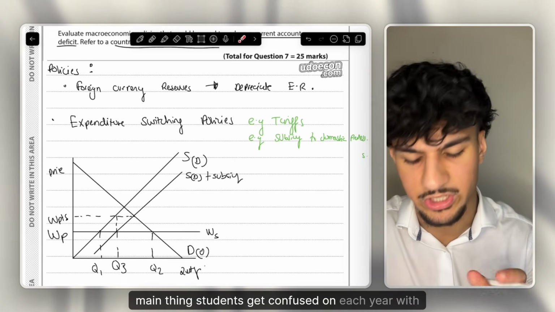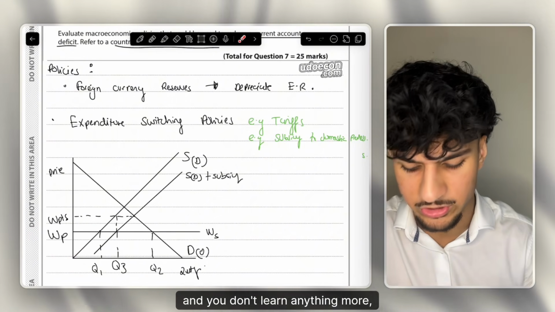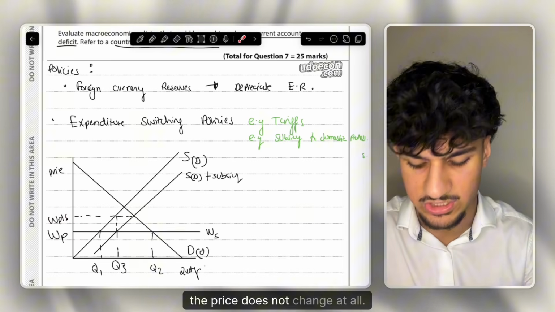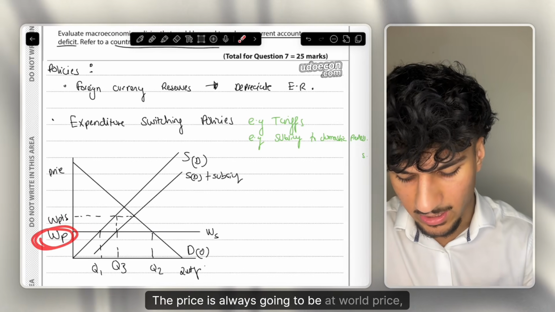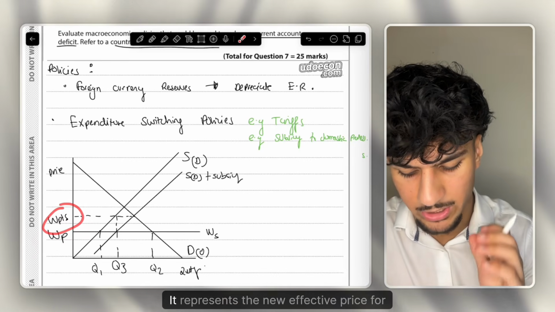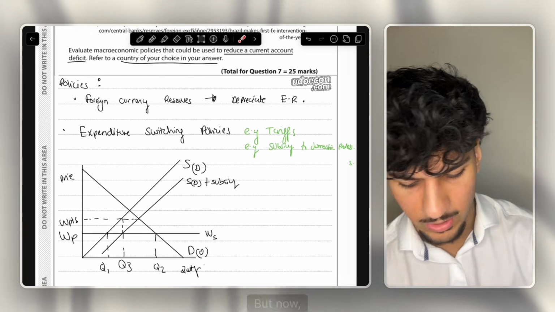The main thing students get confused on each year with this diagram are these two prices. If you really don't want to learn anything more, just ignore this price and focus on this. Essentially, for consumers, the price does not change at all. The price is always going to be at world price, or whatever you want to call that. But what does this price then represent? It represents the new effective price for producers after the subsidy. But now let's answer the question.